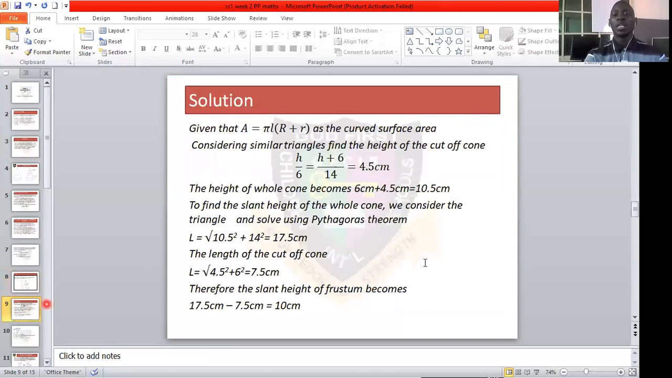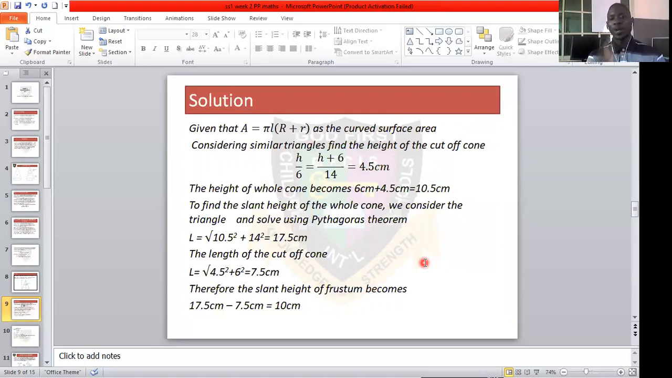So this is the solution. We consider the formula given that A equals π L (R + r). For better understanding, you can also use the formula πRL − πrl, that is using the capital R and capital L for the area of the whole cone, minus the area of the smaller cone, to give you the curved surface area of the frustum.